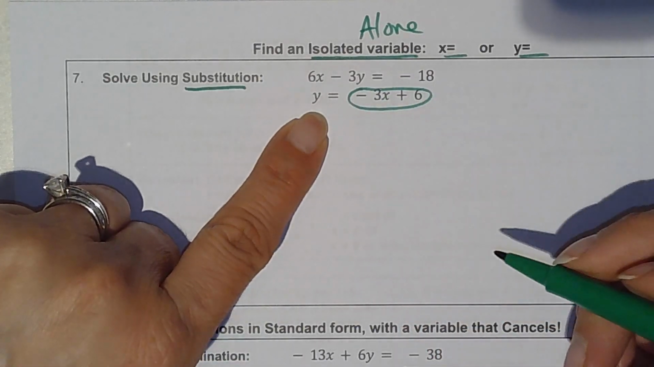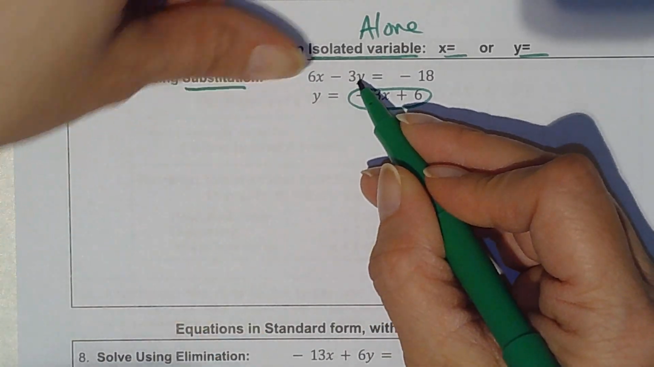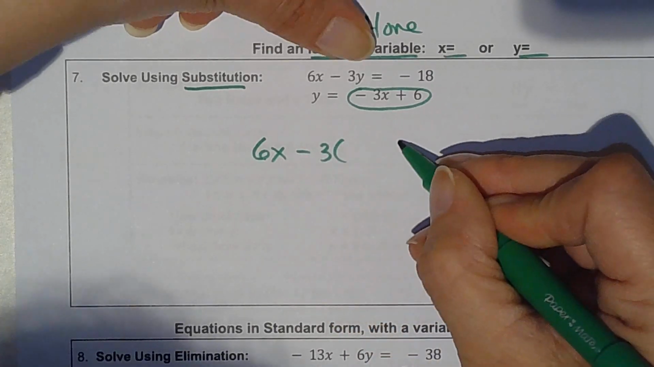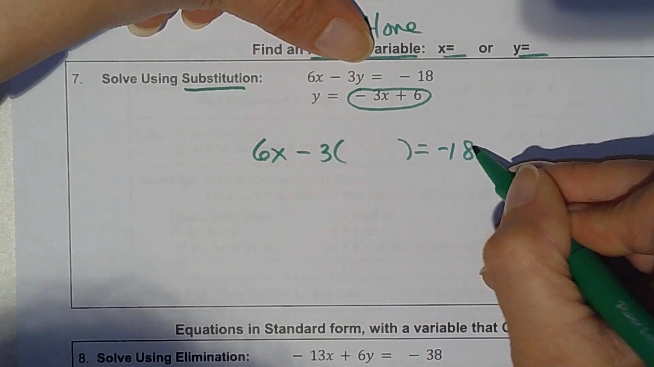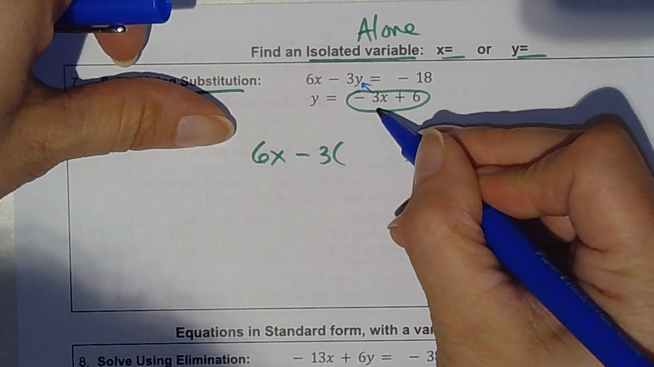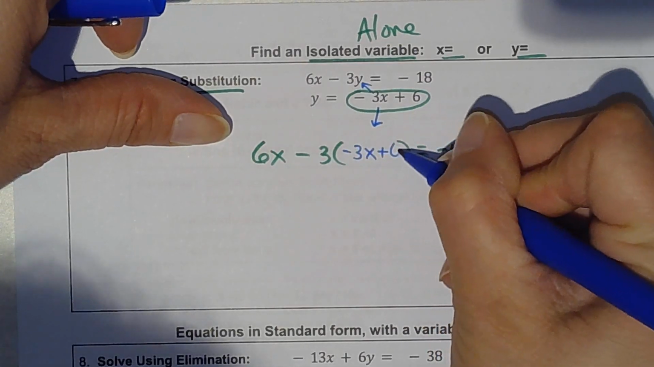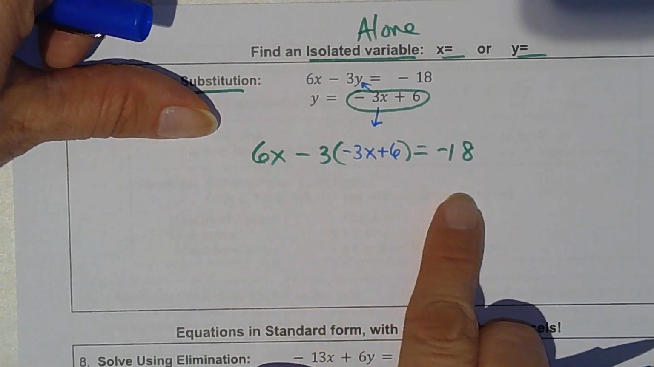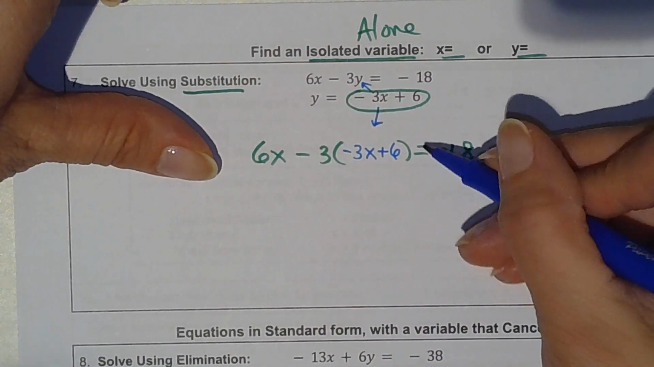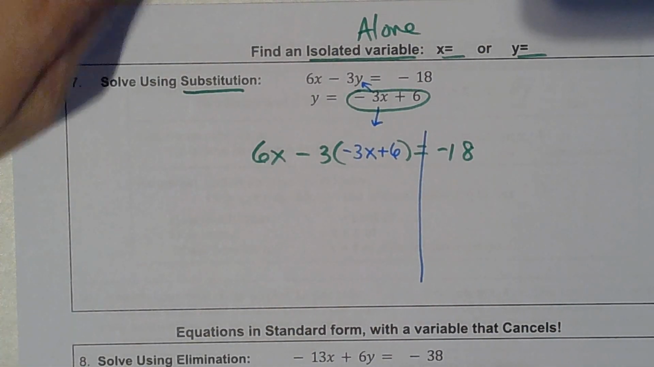In the other equation, we are going to put parentheses where the y is. So let's write down our equation, but instead of a y, I am going to be putting this stuff into the parentheses. When you do this, you should only have one letter. We should only have x, x, x. Perfect, I can solve. What's the first step in solving an equation like this?